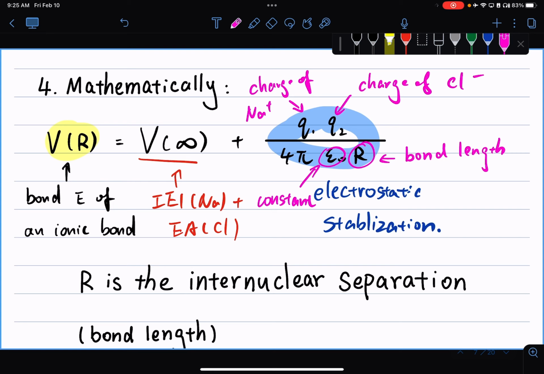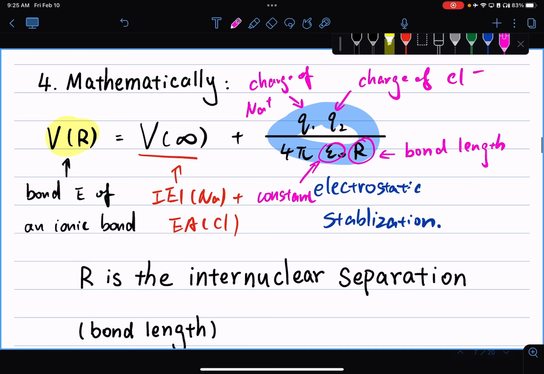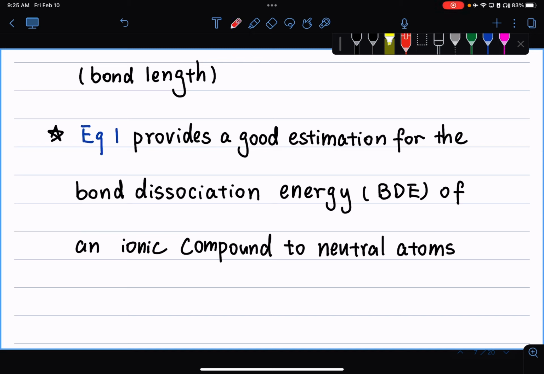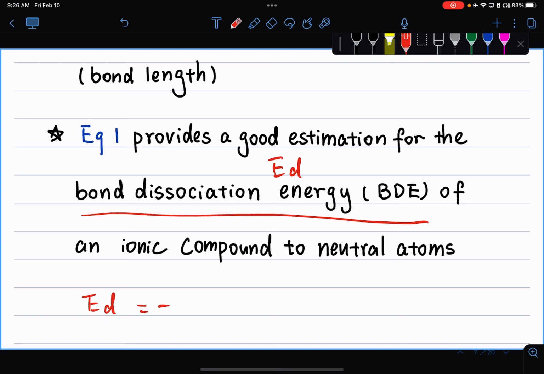So this equation provides a good estimate for the bond dissociation energy for the ionic compound. So this is the bonding energy, right? This is how much stabilization energy we have in an ionic bond. But in chemistry, we measure it as bond dissociation energy, or BDE, or E dissociation. So the bond dissociation energy equals the negative of the bonding energy. All right, so this BDE is defined by the amount of energy required to dissociate an ionic bond.